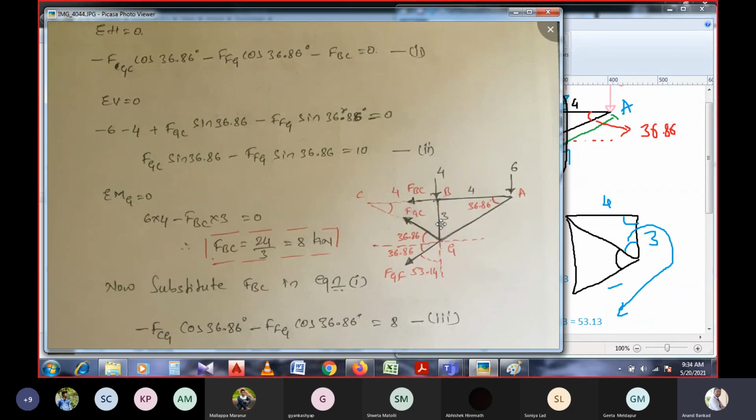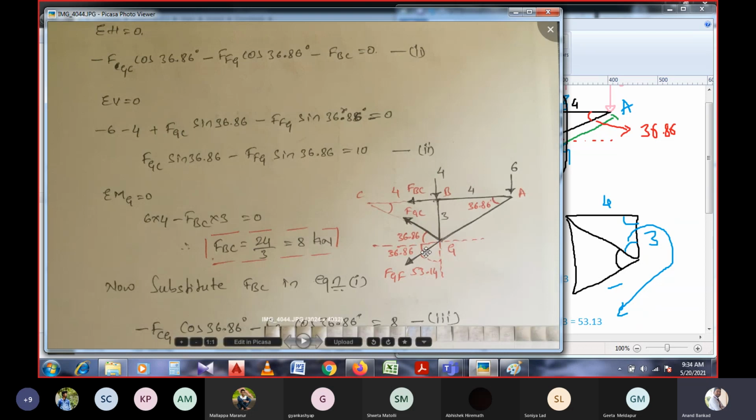So what is the vertical force now? Here there is a 6 kilonewton moving downward, that is minus 6, and again there is a minus 4 which is moving downward, minus 4. So FGC, if you consider the vertical, it would be written as FGC sine 36.86, resolving the force to the vertical direction, right? Since it is at an angle, you can write it as sine 36.86, which is towards the top and taken as positive sign.